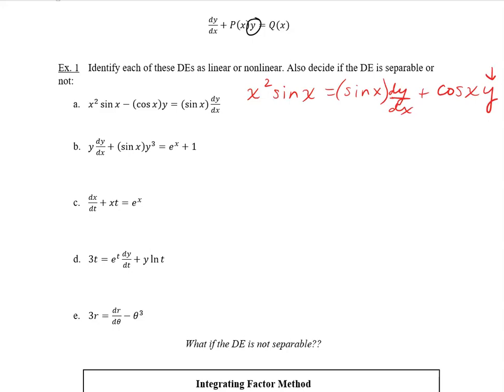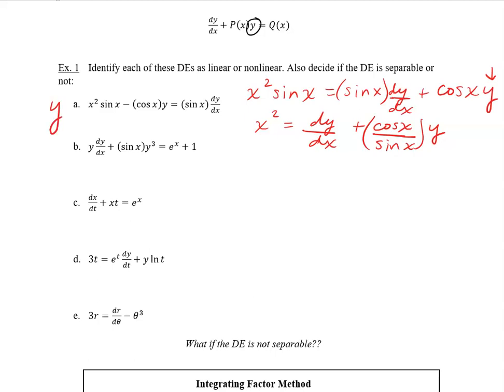If you need to do one more step, you can divide everything through by sine x, and you'll end up with x squared equals dy/dx plus cosine x over sine x. You can, of course, rewrite that as cotangent if you wish, times y. And so there's the linear term that you need. So yes, this is linear.